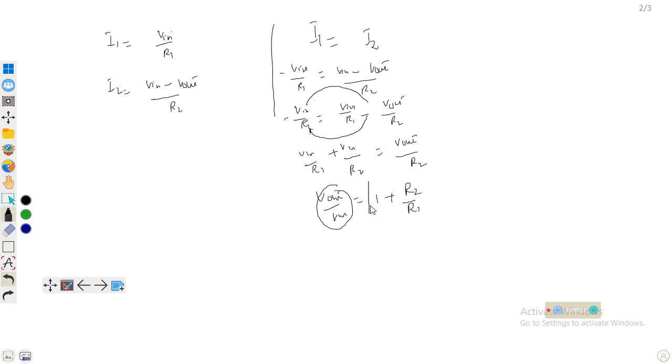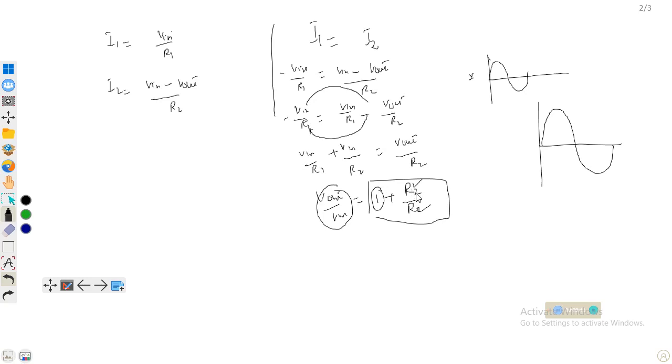There is no negative sign in this expression. This shows that the output and input voltage will have the same sign. So if we have an input like this, the output will be just amplified. There will be no inversion because output over input has the same sign. So our input will be just amplified, and it depends upon the ratio of R2 and R1 plus this one.